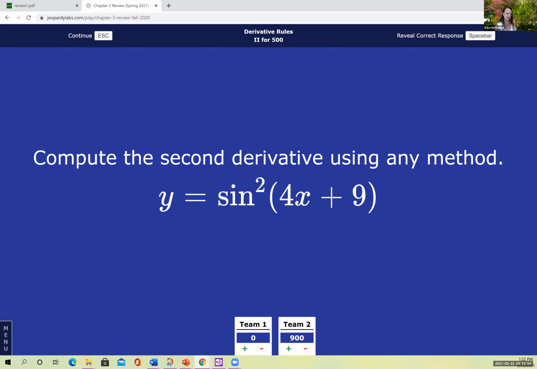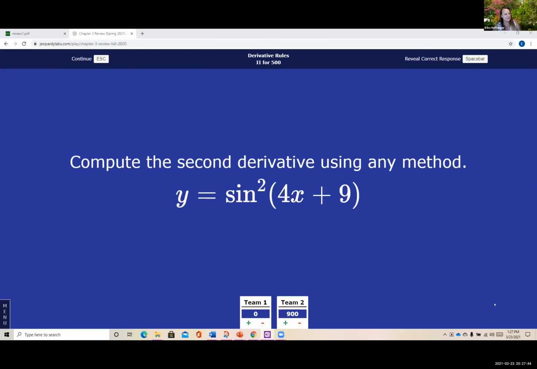So the next question was Derivatives 2 for 500 points. And the question says, compute the second derivative using any method of your choice. I'm sure a lot of you are going to be using the formal definition of derivatives there, right? Of y equals sine squared of 4x plus 9. So if you're watching the video and not live, then pause the recording and do these and then see if you got them correct.